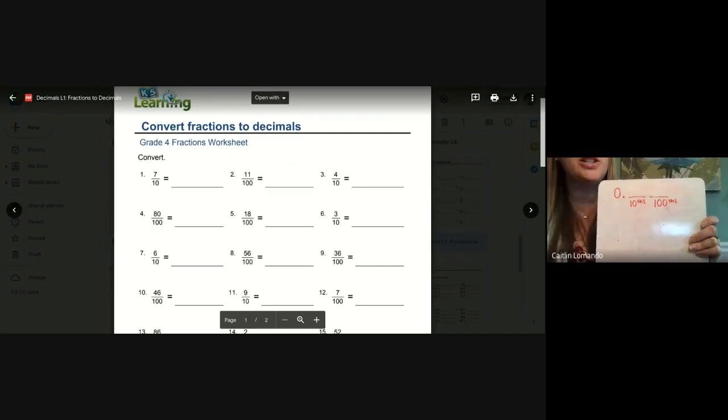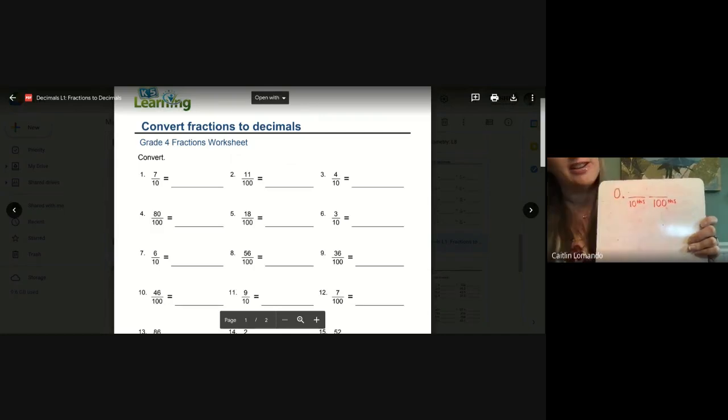For number 6, we need to do 3/10. Let's pause and think about how to write that. If you have 0.3, you are correct. That's how we write 3/10. Let's look at number 7.